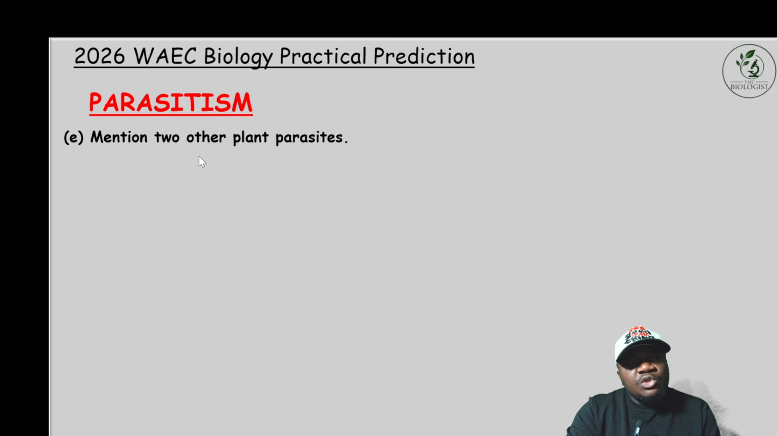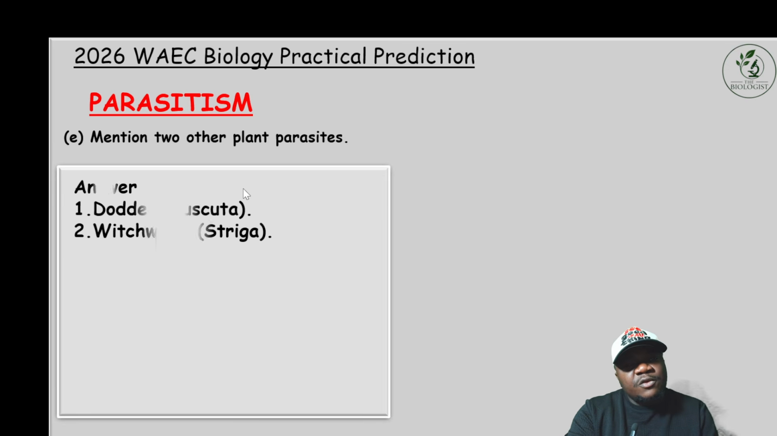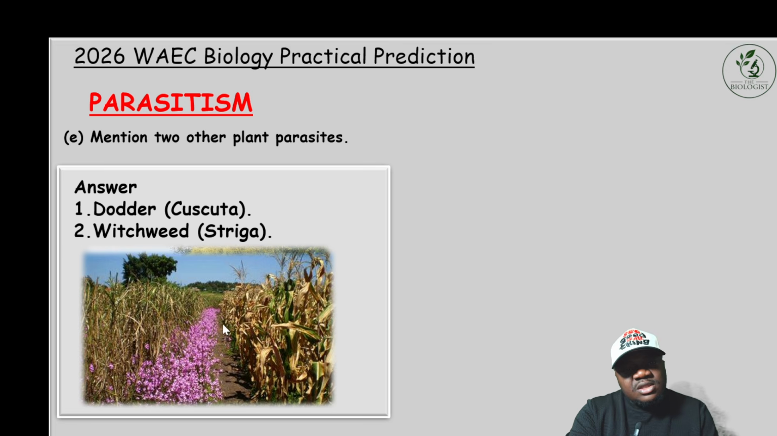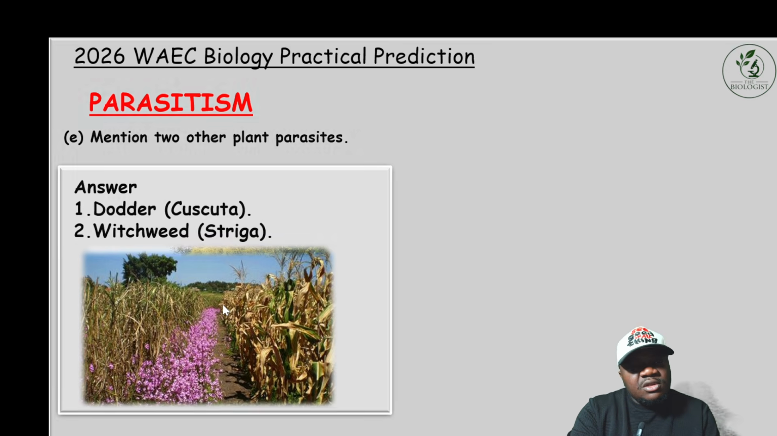Okay, so mention two other plant parasites. It's very important for you to know other plant parasites that can cause this type of situation. So you have a dodder plant, also known as Cuscuta. So this is the dodder plant, you can see how it looks. They have a witchweed, also known as Striga. So this is a witchweed. They are very parasitic.